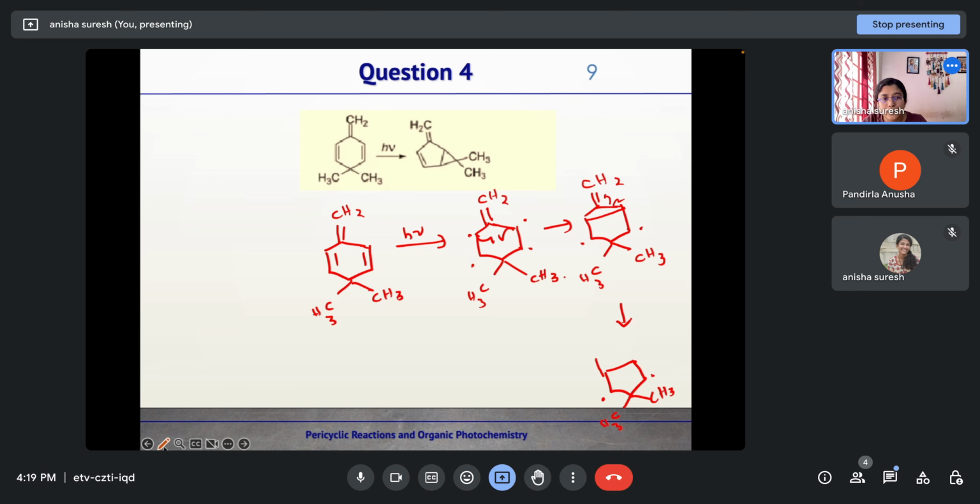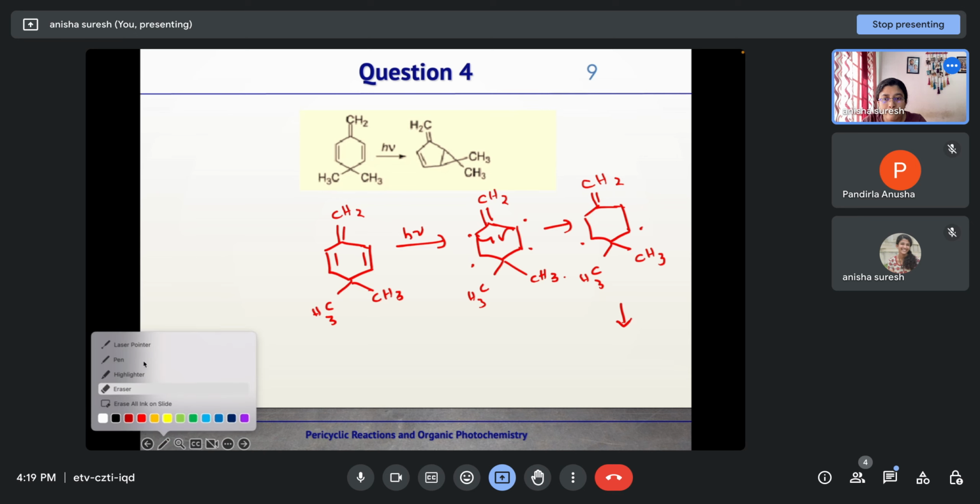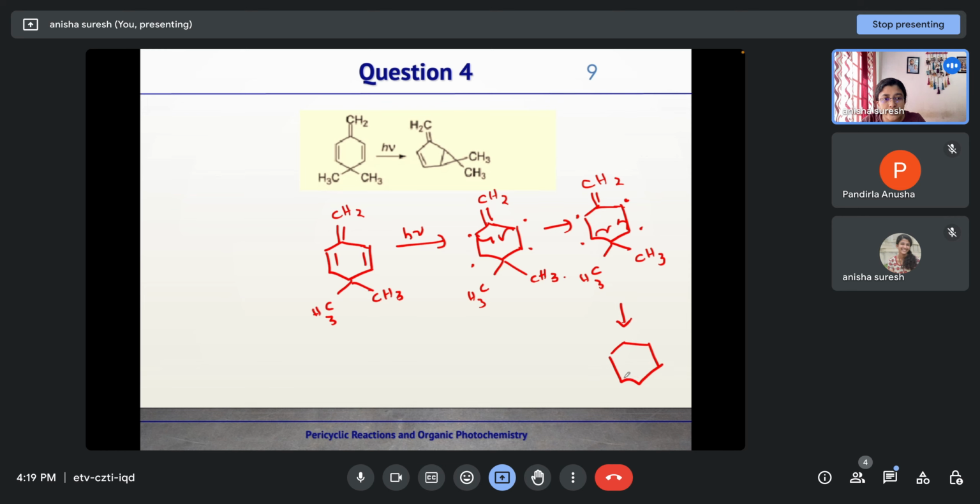One second. There is a slight mistake. This is a stable radical, right? Since it can isomerize with this double bond. So these radicals will combine, leading to formation of this cyclopropane. CH3, CH3, double bond, CH2.